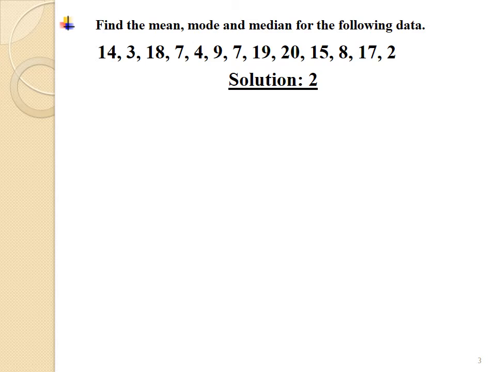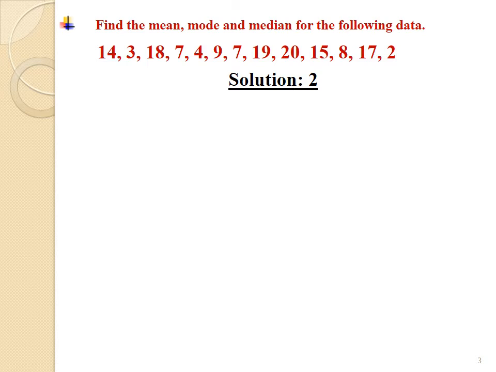Now, sum number 2. Find the mean, mode and median for the following data. Students, before solving this sum, let us recall mean, mode and median. We know that average is a number that represents or shows the central tendency of the given data, and we learn 3 types of central tendency, namely arithmetic mean or simply mean, mode and median.